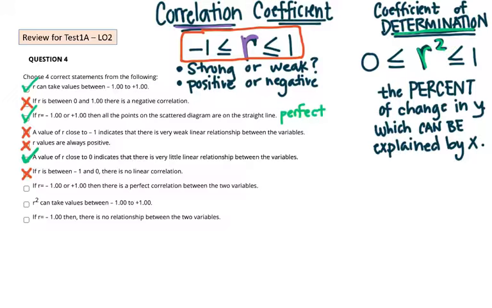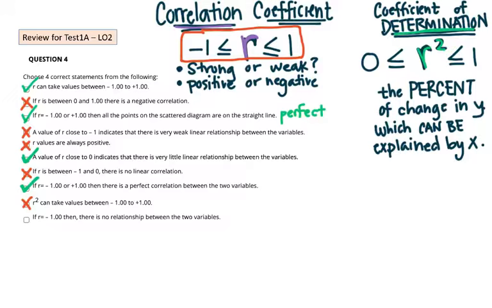If r equals -1 or 1, there's a perfect correlation. That is true. That's what a perfect correlation means. It means the dots are in a perfect straight line. r squared can take values between -1 and 1. No, we've just talked about how r squared has to be between 0 and 1.